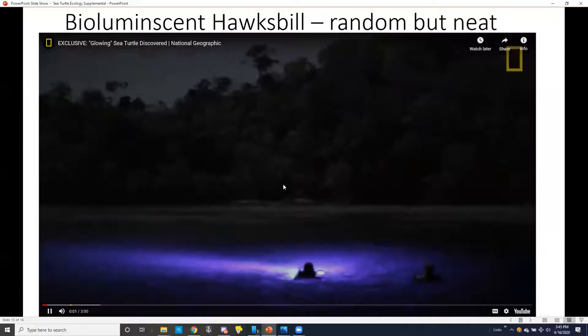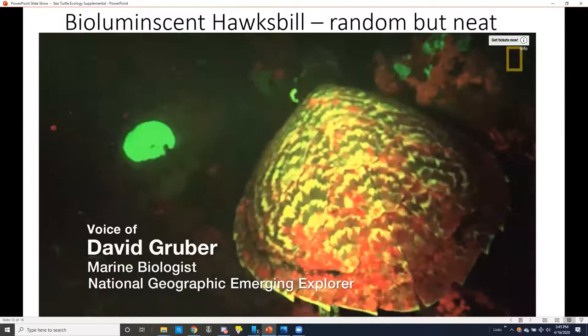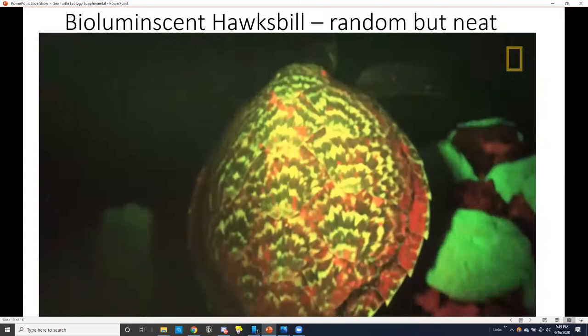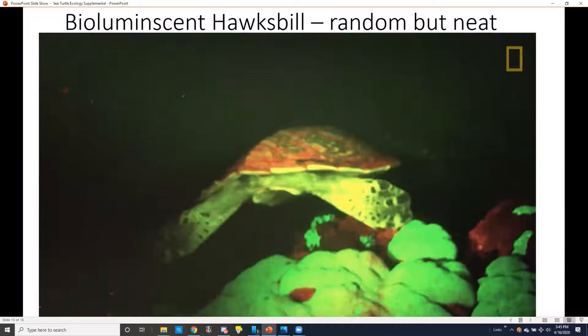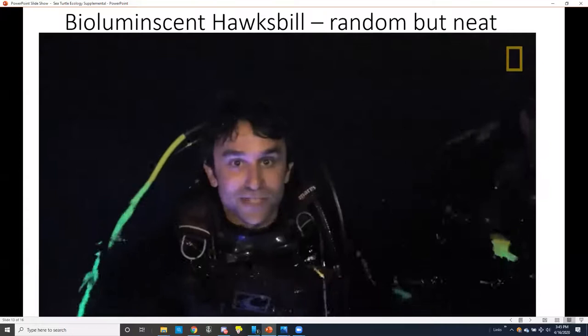Wait, what did you find? We found a biofluorescent turtle. Scientists have only really tuned in to biofluorescence in the last 10 years. And as soon as we started tuning into it, we started to find it everywhere. First it was in corals and jellyfish, then it was in fish, and there it was, this UFO. This turtle was just hanging out with us. It was in love with the lights. It was just hanging out with us, and it was glowing neon yellow. Yeah, this is the first I've ever seen of a biofluorescent turtle. Spectacular.